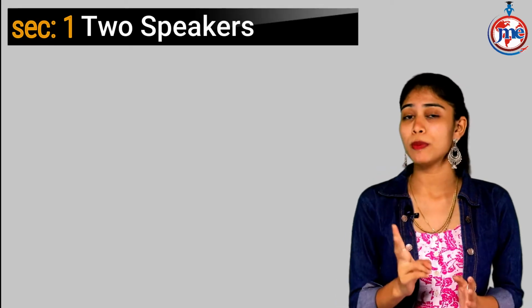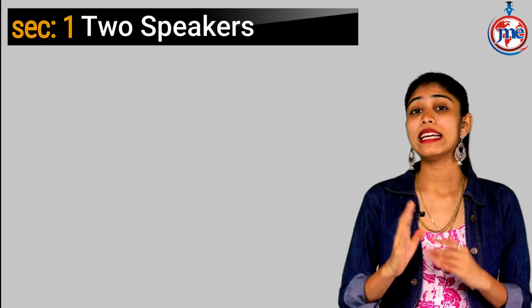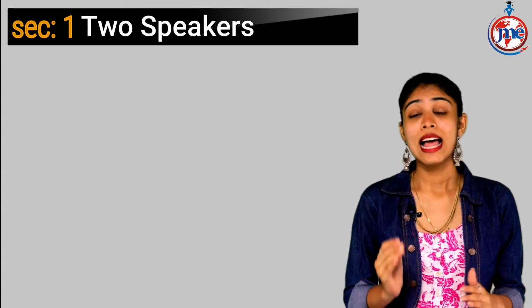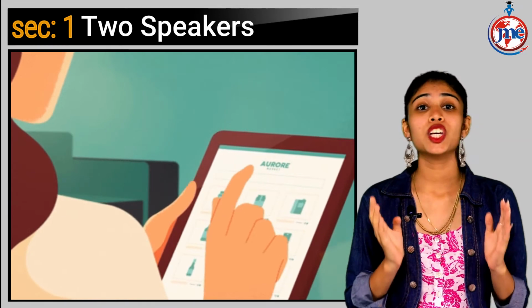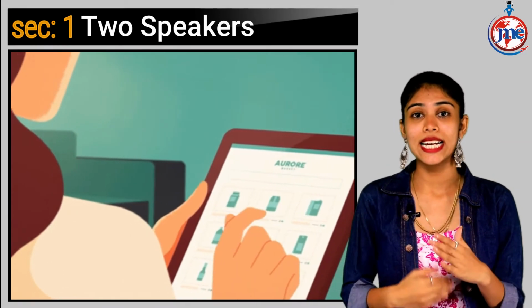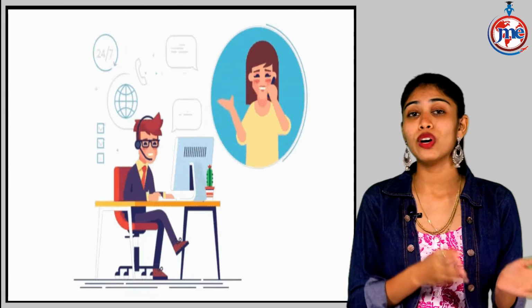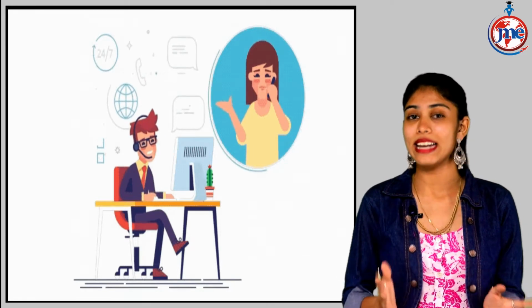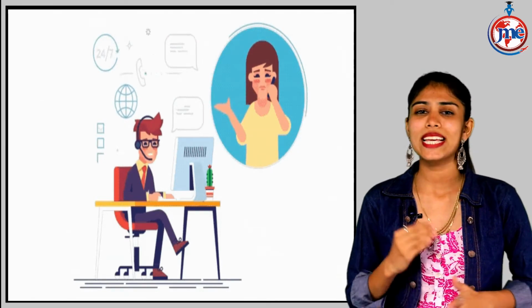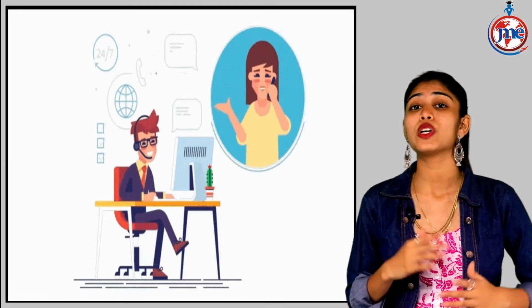Now, in your section 1, there will be 2 speakers. For example, it may be a phone conversation. Let's say you have ordered something online, but you didn't receive your order. So, you will call the customer care number. So, at that time, the person on the other end will ask you your phone number, address and name. So, it is quite easy to understand and to answer.